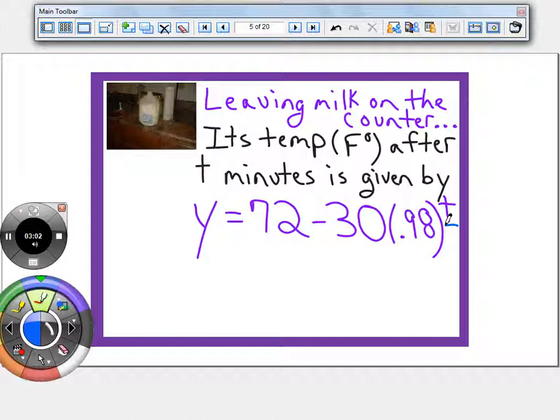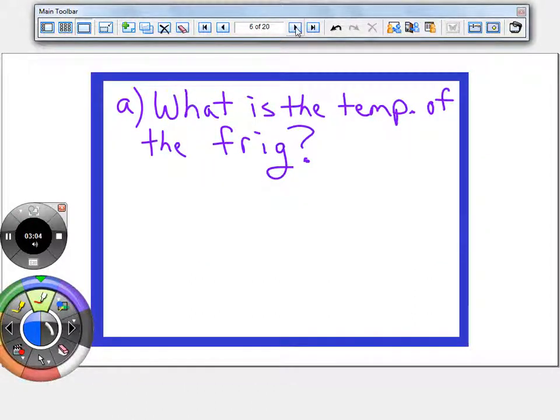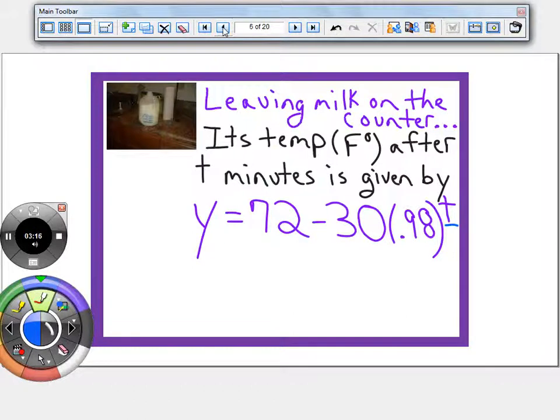Okay, question number 1. What is the temperature of the fridge? That's kind of an interesting question. What in the world is the temperature of the fridge? When you look back at the original, you remember that initially you just barely took it out of the fridge. So at 0 time, that's what you'd want to plug in.